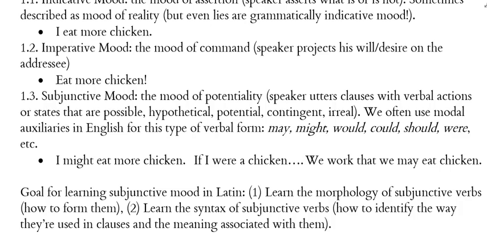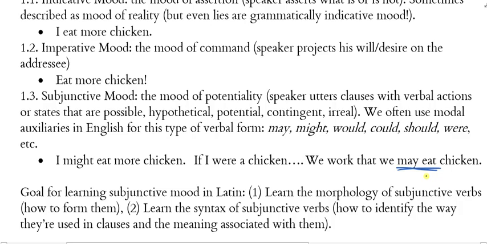And so an example here, I've given you three. I might eat more chicken. If I were a chicken, I'd run away. Right here, were is a subjunctive mood. And then we want that we may eat chicken. Here, may eat is my subjunctive verb there.